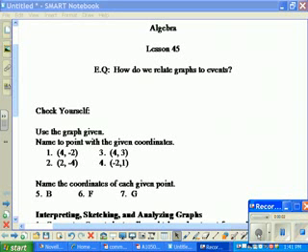Today we are going to start talking about graphing. So we're talking about the x and y axes and coordinates and plotting points. That's what we're going to be doing for the next 2 months or so.